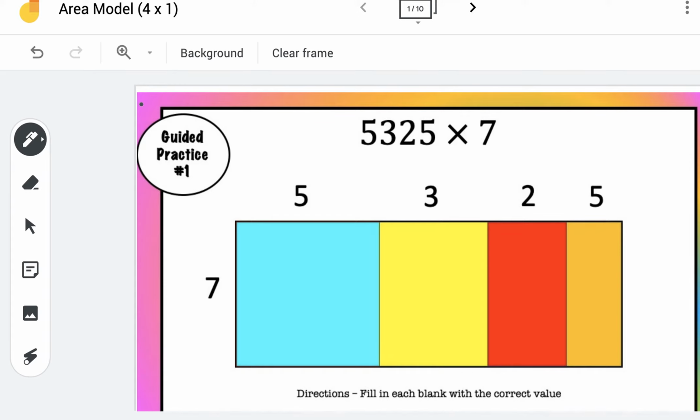Hey everybody, for this problem we're going to multiply 5,325 times 7 using the area model. Alright, so remember this 5 represents the number of thousands, so this is really 5,000 right here. And 5,000 times 7 gives us 35,000. So let's write 35,000 inside this blue box.